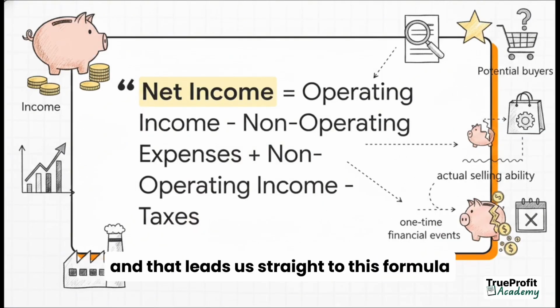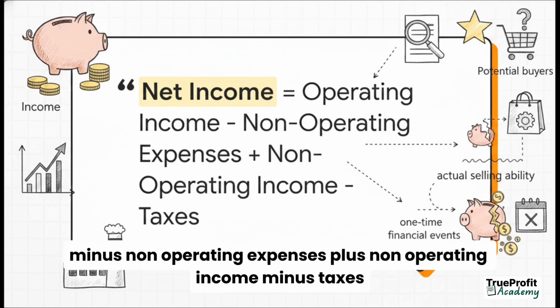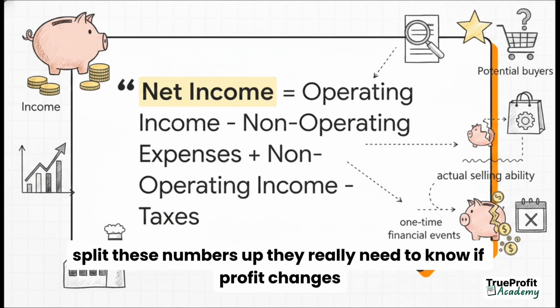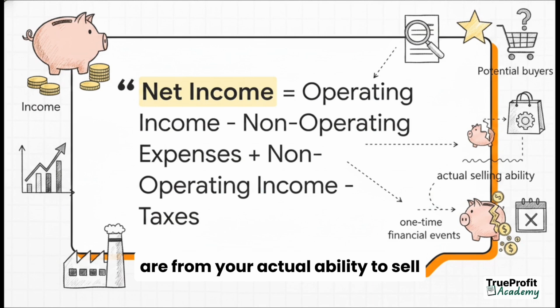And that leads us straight to this formula. Net income equals your operating income minus non-operating expenses plus non-operating income minus taxes. This right here is exactly why lenders and investors split these numbers up. They really need to know if profit changes are from your actual ability to sell or just one-time financial hiccups.